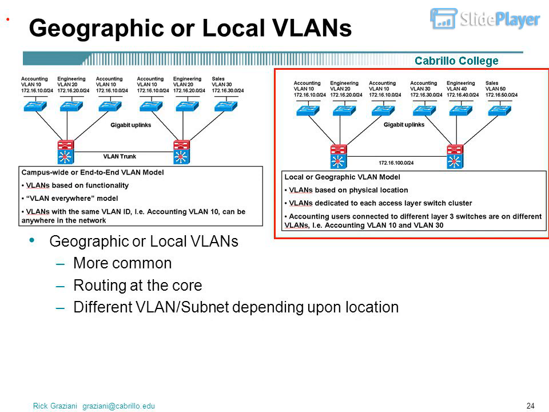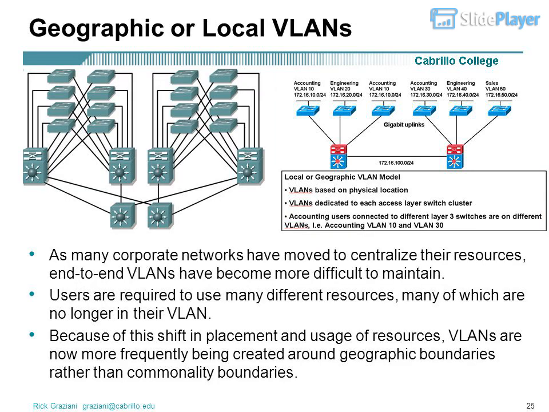As many corporate networks have moved to centralize their resources, end-to-end VLANs have become more difficult to maintain. Users are required to use many different resources, many of which are no longer in their VLAN. Because of this shift in placement and usage of resources, VLANs are now more frequently being created around geographic boundaries rather than commonality boundaries.